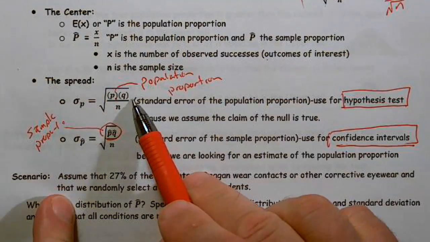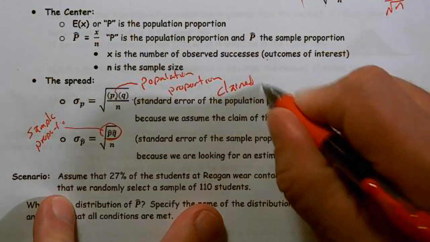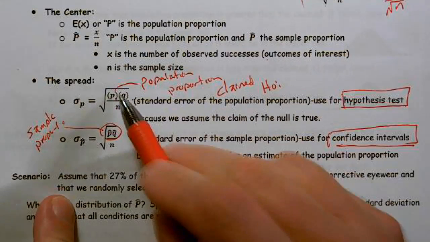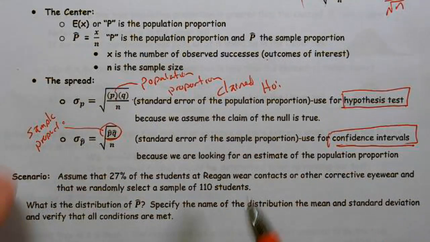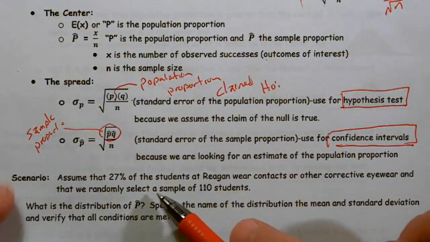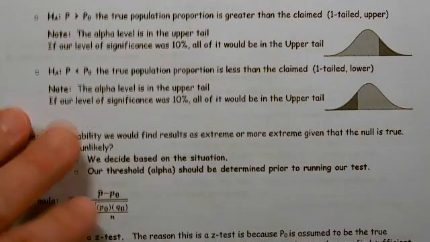So population proportion, this is what was claimed. That'll be like our null statement. And this will be our sample proportion. This is what we got from the sample. All right. We're going to skip this. We would do this in a non-COVID year, but this is a COVID year, we're not going to do it.